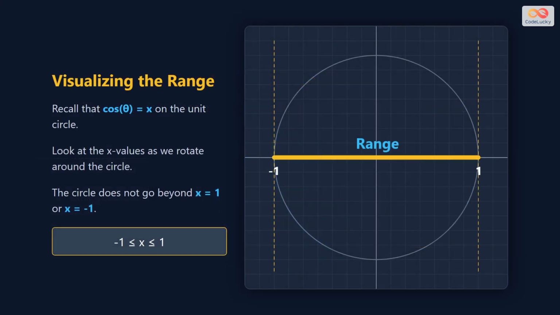Look at the unit circle again. Remember, cosine is the x-coordinate. No matter how many times you spin, the x value never goes further right than positive 1 and never further left than negative 1. It is trapped inside the circle.